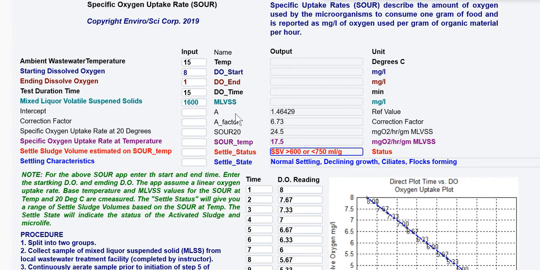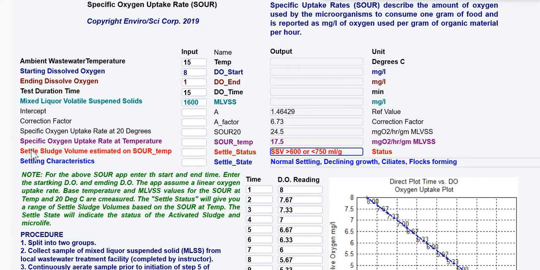The app calculates out a constant, and then it does a correction factor, which you'll see here. In this case, it is 6.73. It corrects the specific oxygen uptake rate for what it would be at 24.7 versus what it is at 15 degrees, which is 17.5 milligrams of oxygen per hour per gram of mixed liquor volatile suspended solids.